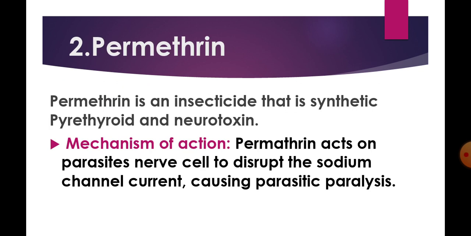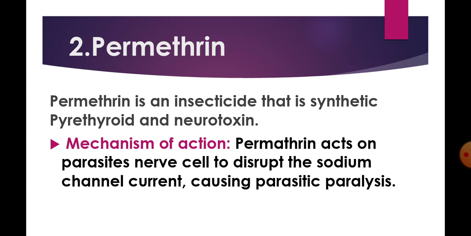Permethrin. Now we move toward the second drug, permethrin. What is permethrin? Permethrin is an insecticide that kills insects. It is a synthetic pyrethroid. Pyrethroids are organic compounds similar to pyrethrin. Pyrethrin is extracted from the natural flowers of pyrethrum, and it is a neurotoxin also.